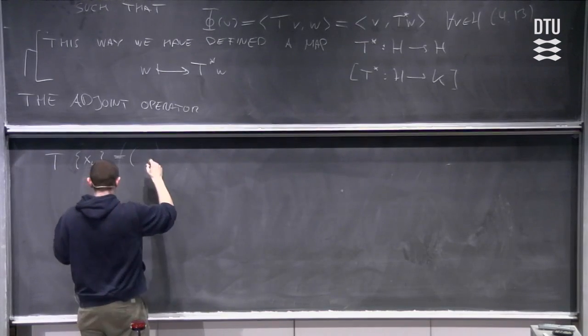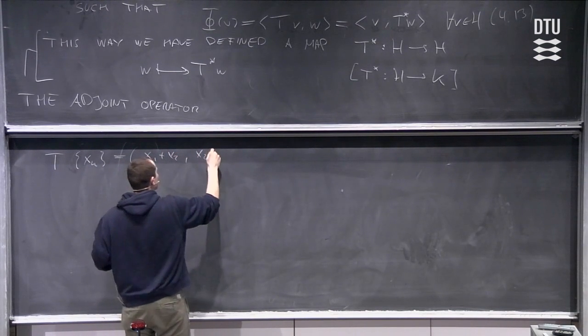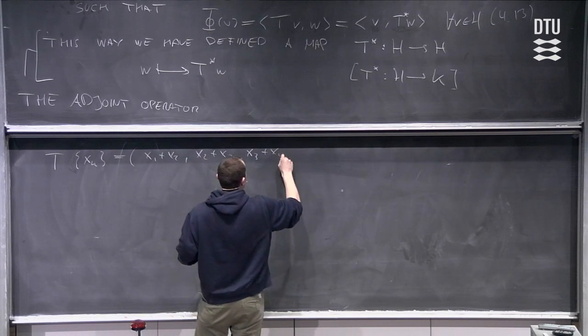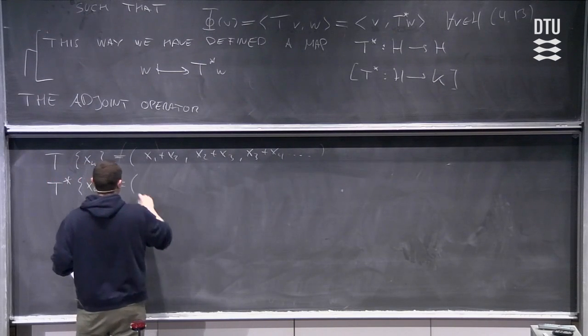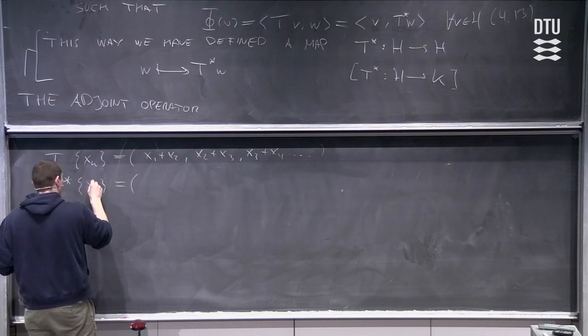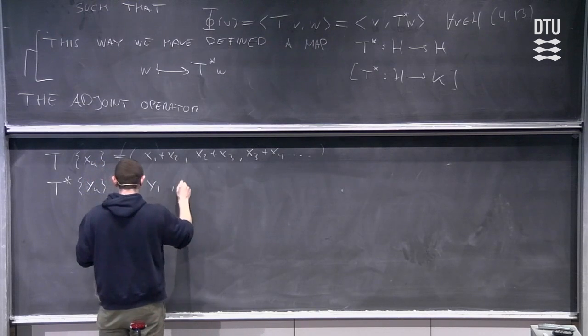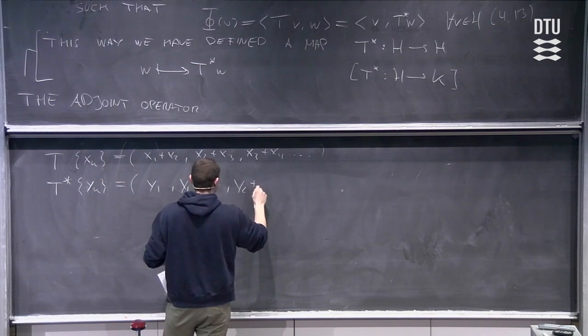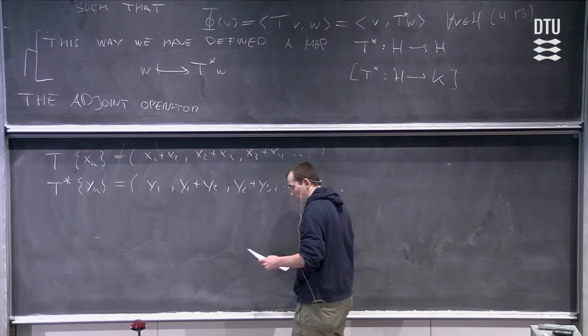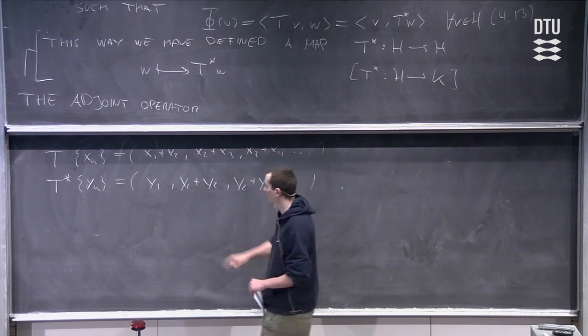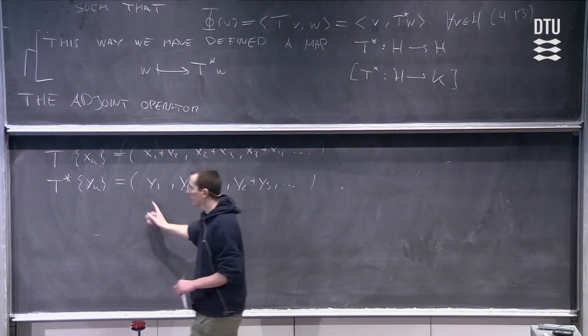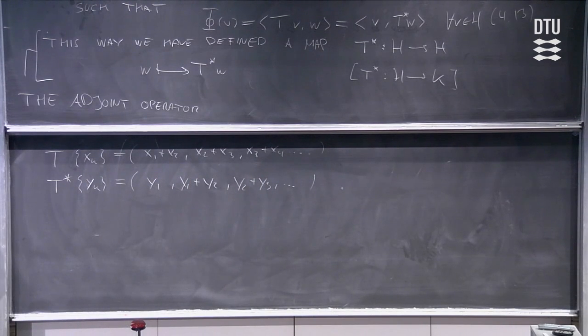So I will just write it again here. We have T applied to some sequence x_k, and x_k is in little l2 indexed by the natural numbers. Then per definition this is x1 plus x2, x2 plus x3, x3 plus x4, and so on. And we know by previous calculations that the adjoint applied to a sequence, let's call that y_k, gives y1, y1 plus y2, y2 plus y3, and so on. So just from this definition we see T is not equal to T star, because it's not the same, especially not in the first entry. Therefore, this operator T is not self-adjoint, because we don't have this equality.